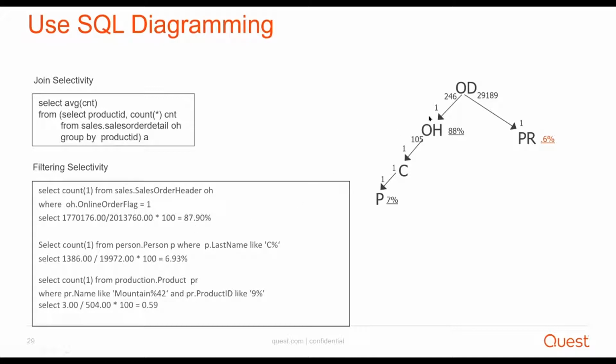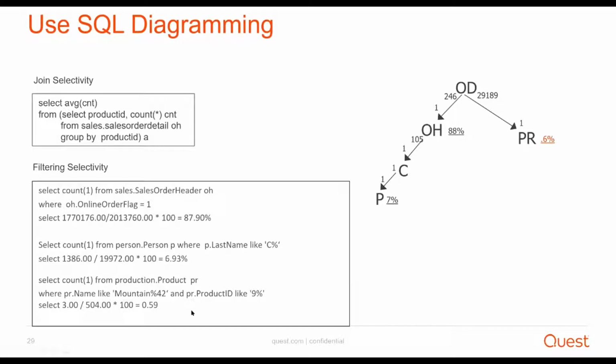Almost 88% of that table would be read, and that's 2 million rows. So that's a lot of reading to use that filter. There was one on person, and we had 7%, if you round up, of person would be read.